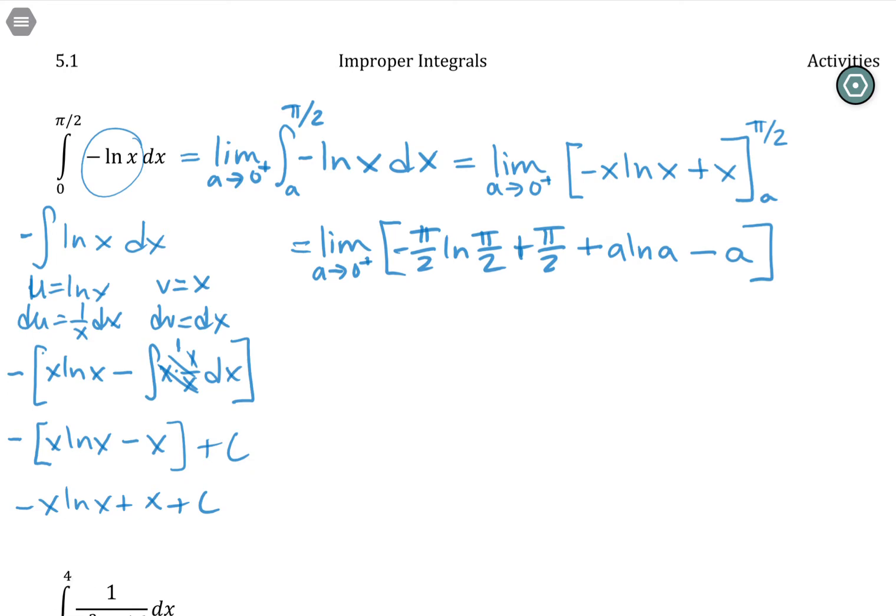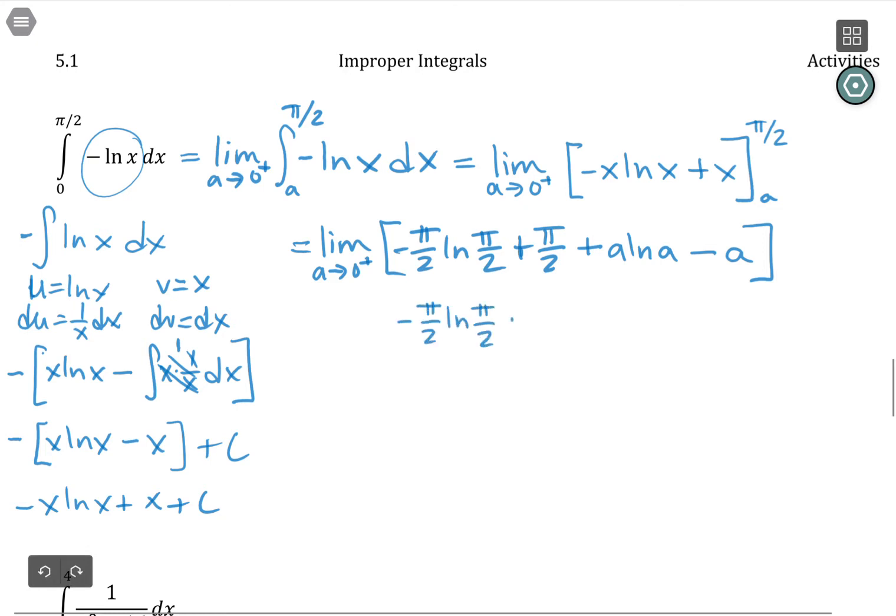So as a approaches 0, none of this stuff changes. We have a negative pi over 2 natural log pi over 2 plus pi over 2. As a goes to 0, a goes to 0. No big deal there. Here is an interesting one. We have a going to 0, but remember natural log has an asymptote at 0, so this is actually headed to negative infinity. And this is somewhere that L'Hopital's rule can be really helpful.